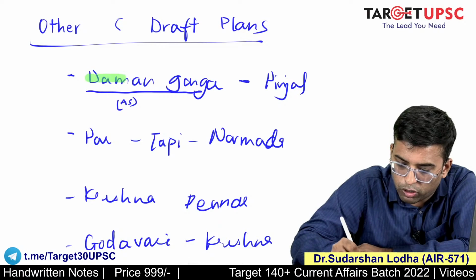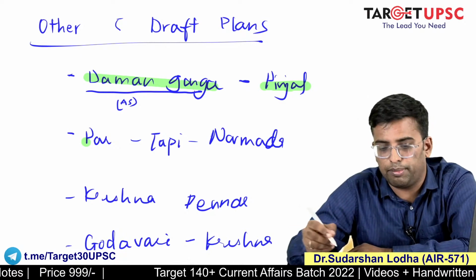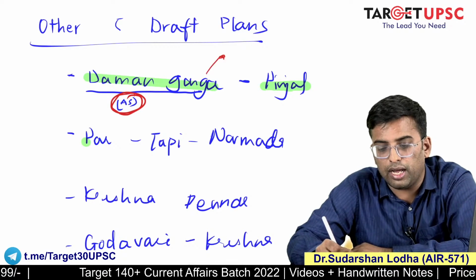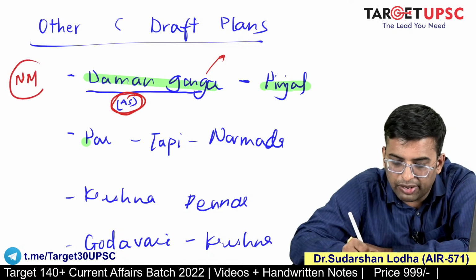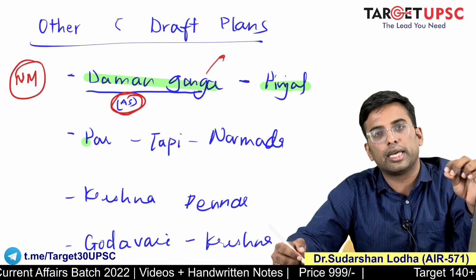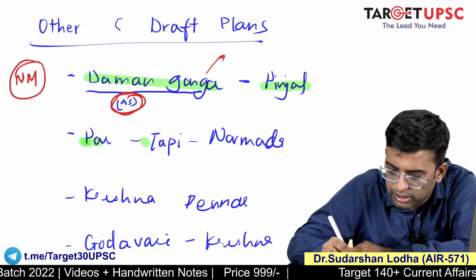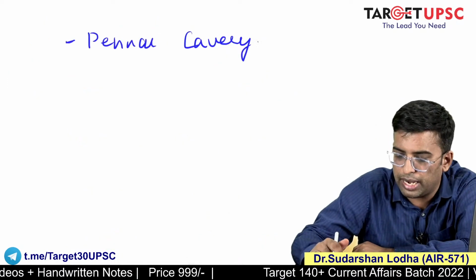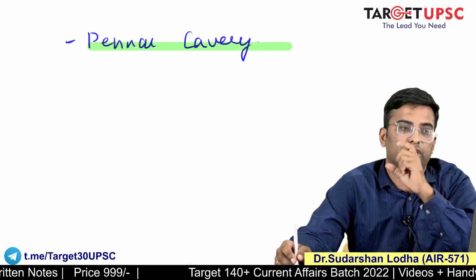उसमें कौन सा है? सबसे important है दमन गंगा and Pinjal. Next is Daman Ganga, you should know it flows into Arabian Sea. Another important information, Daman Ganga. और इस Daman Ganga project से कौन से सिटी को फायदा होने वाला है? नवी मुंबई. तो the major benefit of this Daman Ganga Pinjal interlinking project would go to Navi Mumbai. तो ये important चीज आपको पता चाहिए. Then there are Par Tapi Narmada project, Krishna Pennar project, Godavari Krishna interlinkages and Pennar Cauvery. ये 5 projects are in the draft stage.